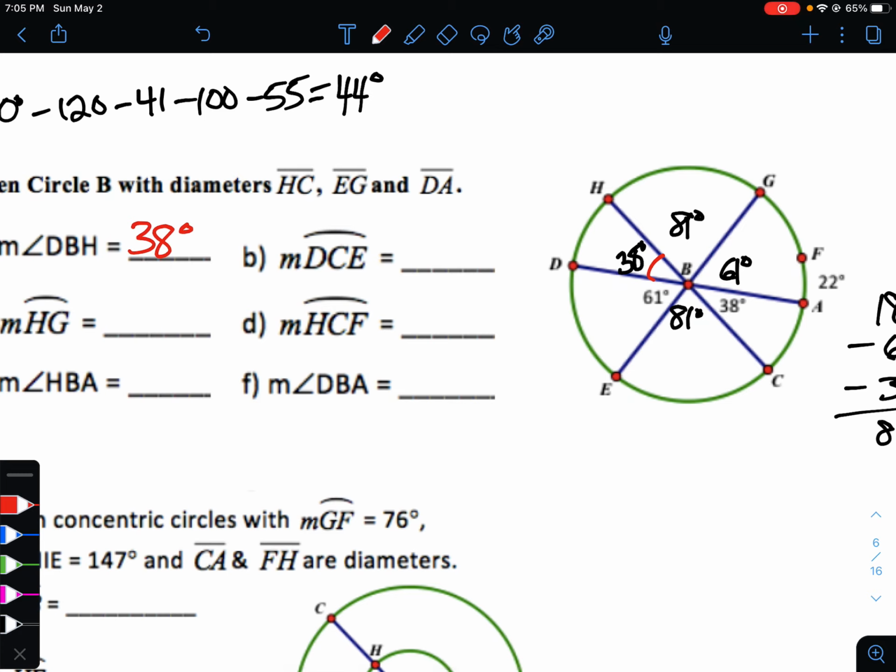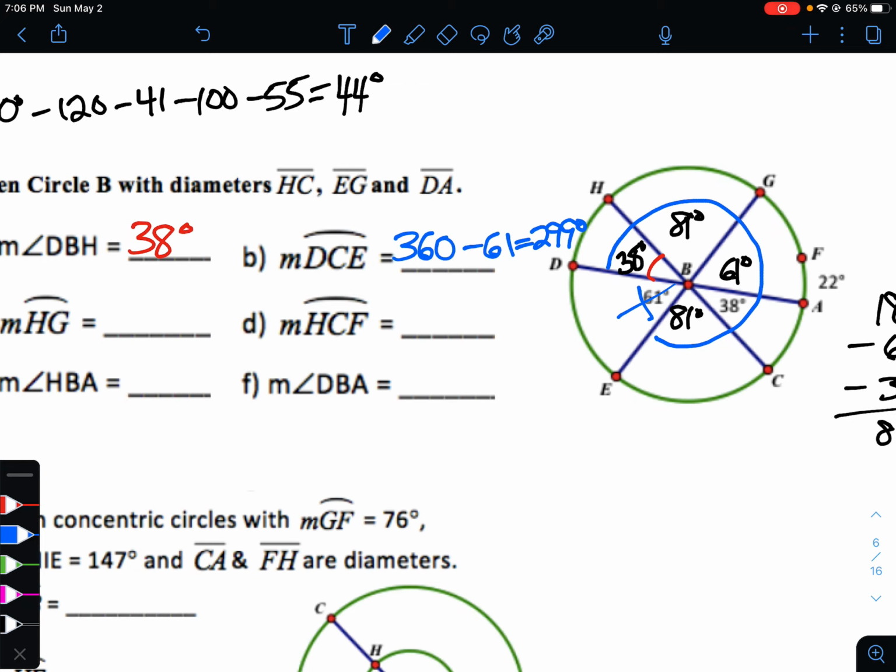Next, we want to find the measure of DCE. So from D, wrapping through C all the way around to E, which again, the easiest way to do that is to take 360 minus that section that we do not want. So minus 61, which is 299 degrees. And there would be your measure for arc DCE.